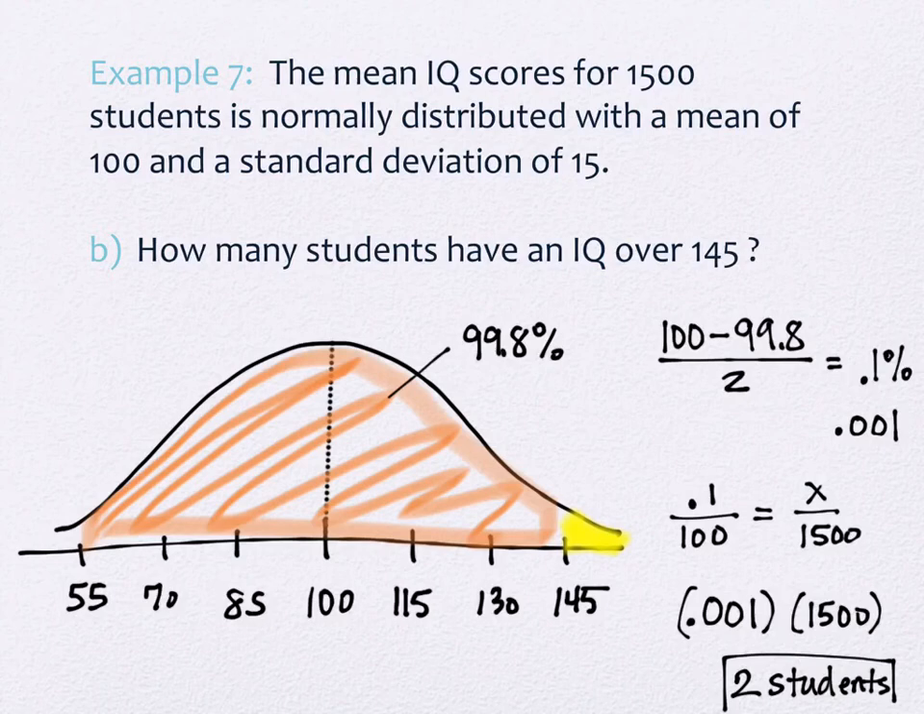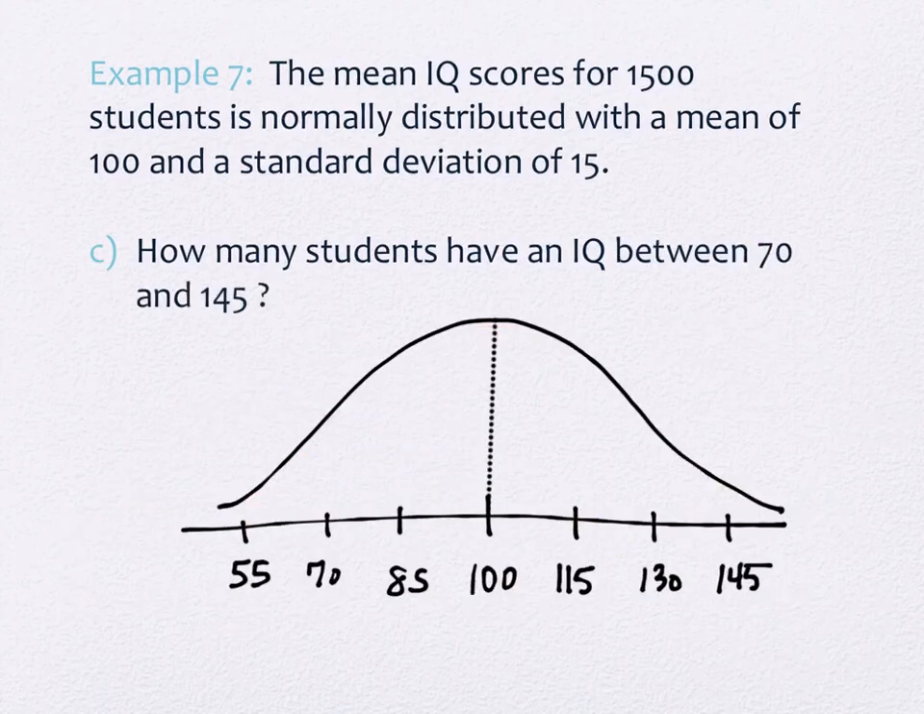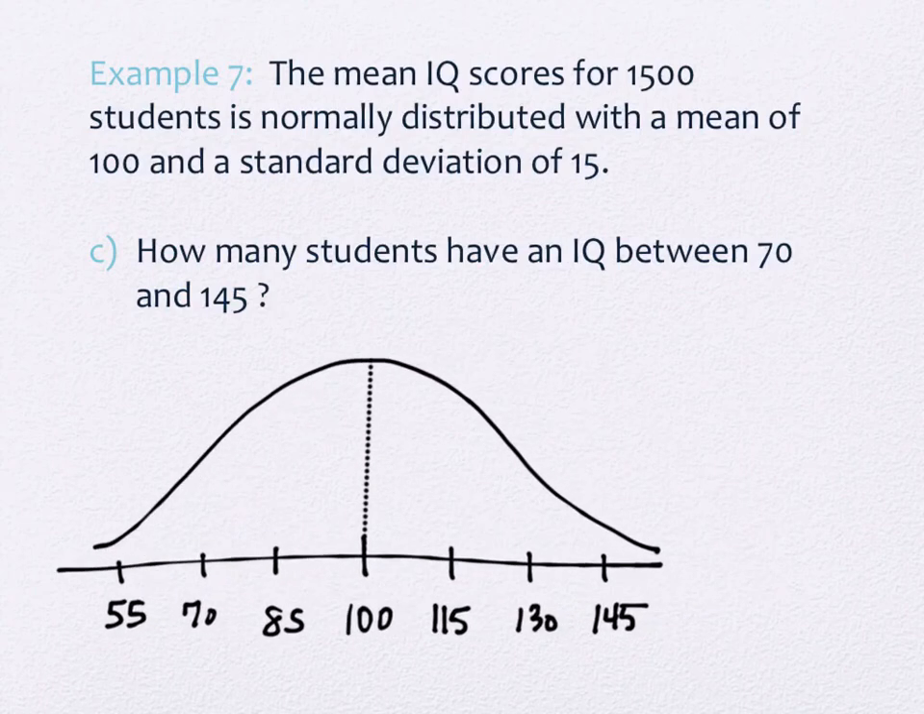Okay, I have one more of the normal distribution problems. Ready? Okay, this is it. So we're looking here now between 70 and 145. So we're going to go from 70 to 145. This is not a symmetric shading. Agreed? So I got to figure out what I'm going to do about that.